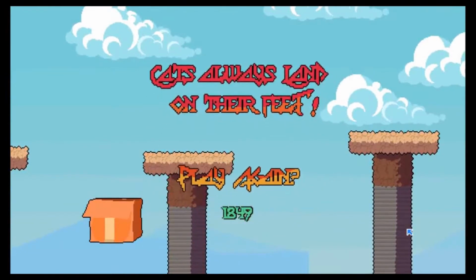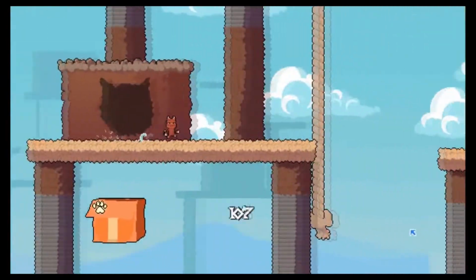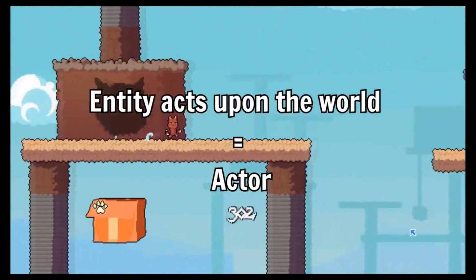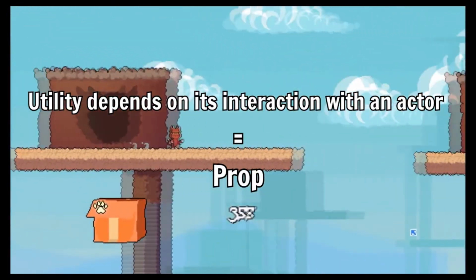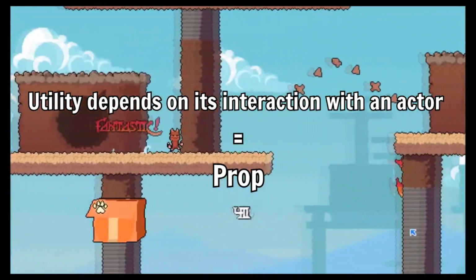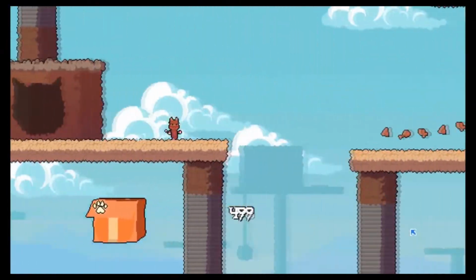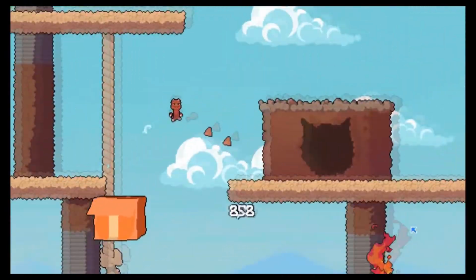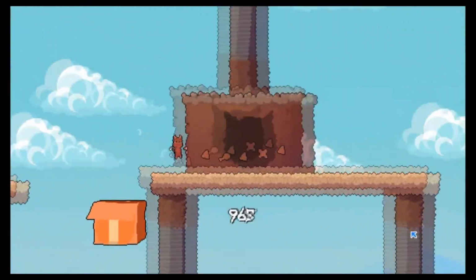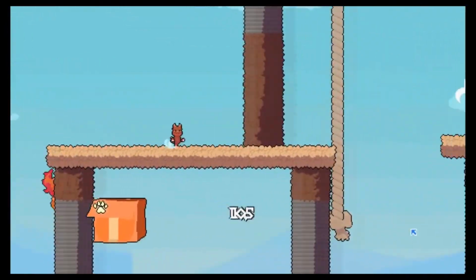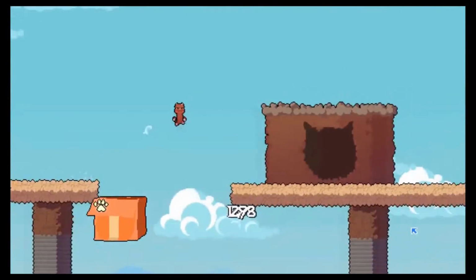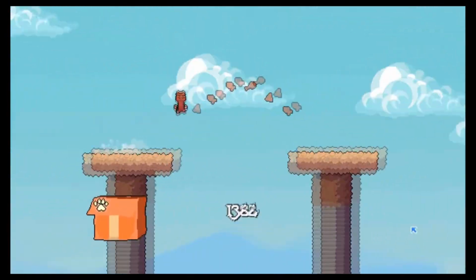I like to structure my projects programmatically as if they were plays. If an entity acts upon the world, it's considered an actor. If the utility of an entity depends on its interaction with an actor, it's defined as a prop. Both props and actors inherit from the same class. In Cataclysm, the only actor is the player. The platforms, kibble, and boxes are all the props on the stage. This categorical system is persistent throughout all of my projects, and it's my preferred way of conceptualizing the framework of the game.